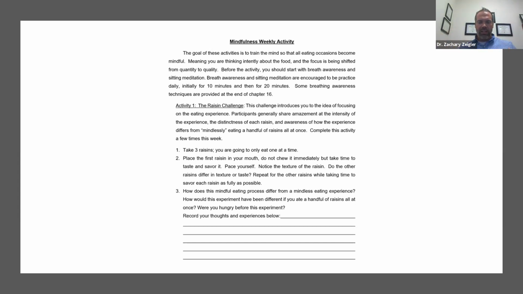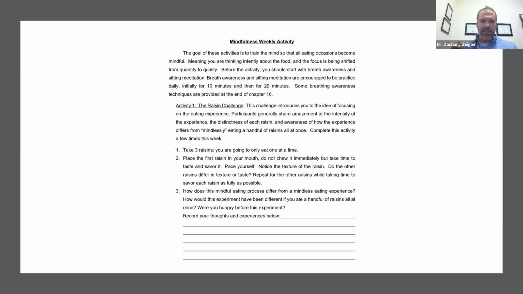So you start to put yourself in this aware state, and then you take raisins. This challenge introduces you to the idea of focusing on the eating experience. Participants generally share amazement at the intensity of the experience, the distinctness of each raisin, and awareness of how the experience differs from mindlessly eating a handful of raisins. So complete this activity a few times a week.